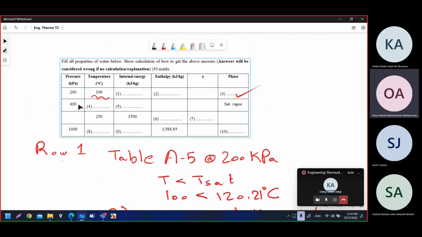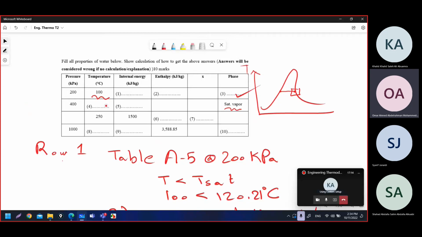Now we finished row number 1. Let's go to row number 2. Also, I have the pressure, so I will use table A5, and I have the phase description, it is saturated vapor. So for specific internal energy, U will equal Ug, and my temperature will be the saturation temperature, because the saturation temperature is the temperature for saturated vapor, saturated mixture, and saturated liquid. It is the temperature for any state inside the dome. Here we have saturated vapor, this state. If I draw the T-v diagram, this temperature is the saturation temperature.